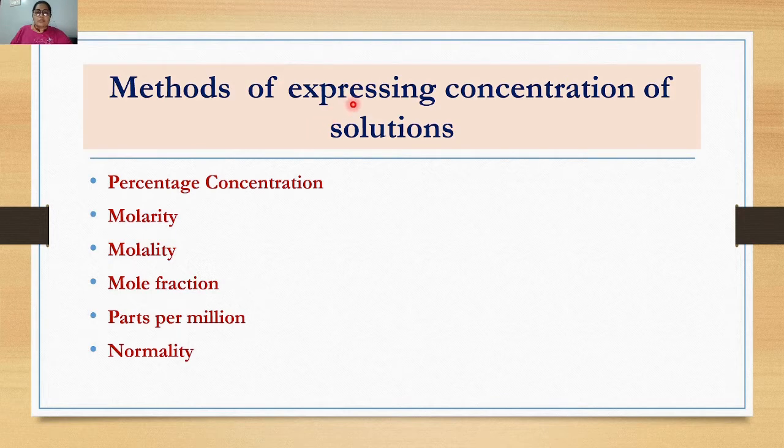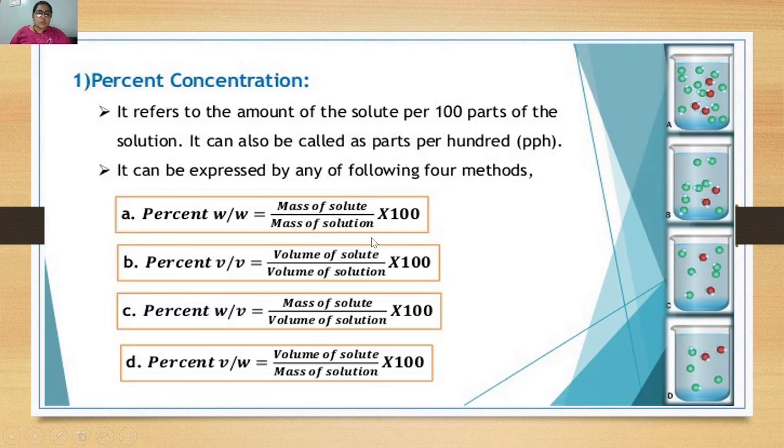Now, the methods of expressing the concentration of solution. We have different methods for expressing the concentration of solution. These are percentage concentration, molarity, molality, mole fraction, parts per million, and normality. So, the first method is percent concentration. It refers to the amount of solute per 100 parts of solution. It is also called parts per 100 and it can be expressed in the following ways.